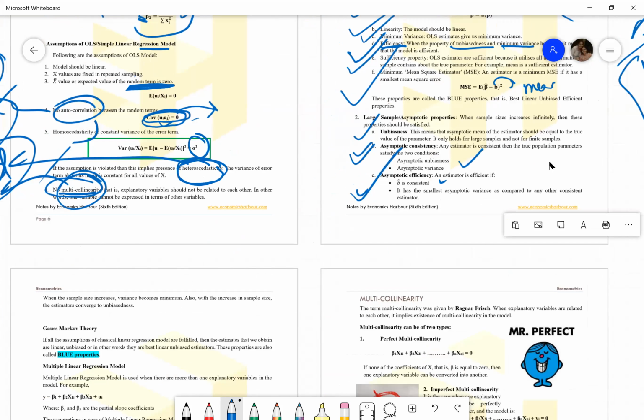Ma'am, here minimum variance as well as unbiasedness is to be maintained. The only addition in asymptotic efficiency is that your parameter, your statistic or your estimator is consistent. It is not changing with additional values.